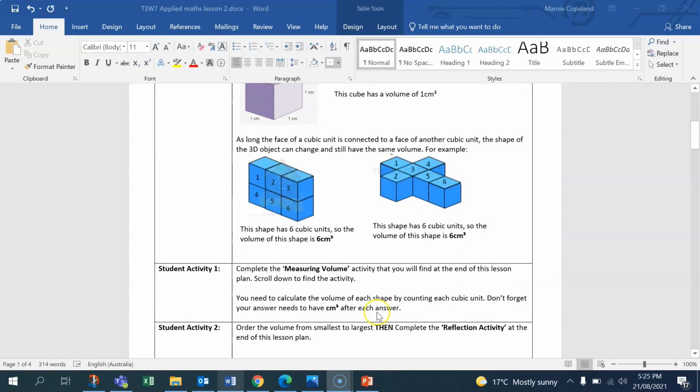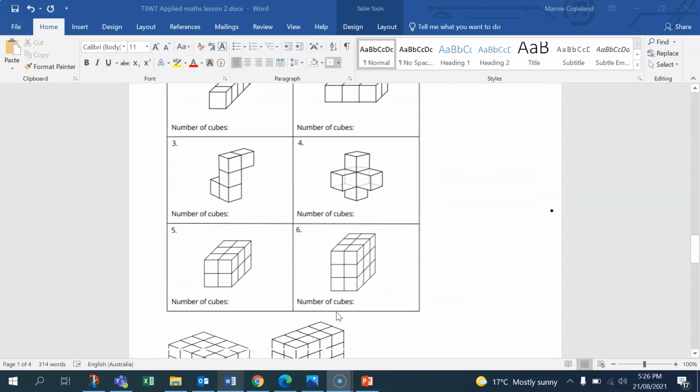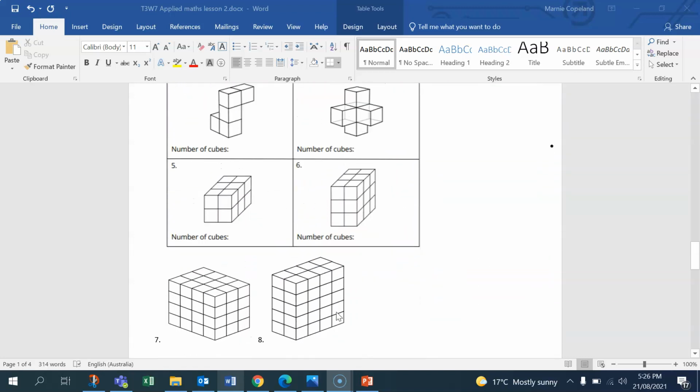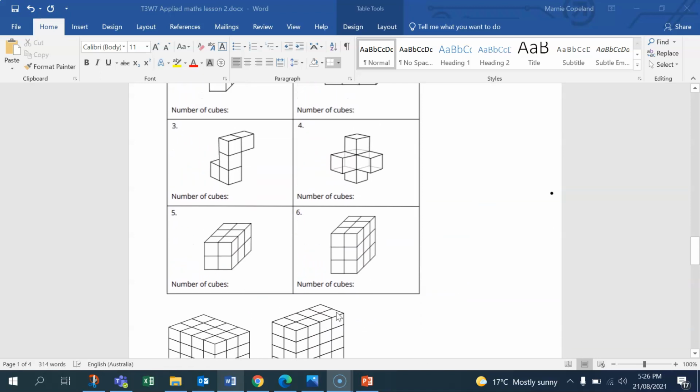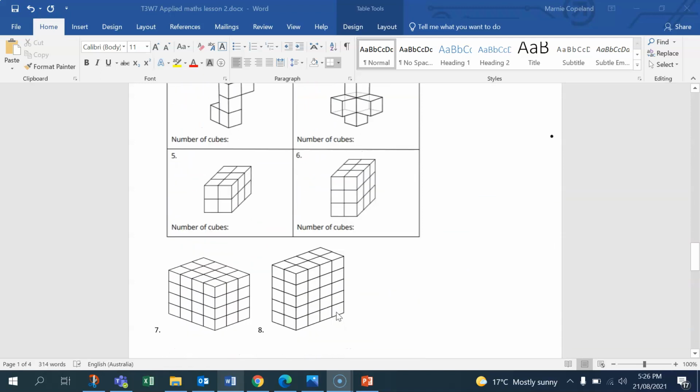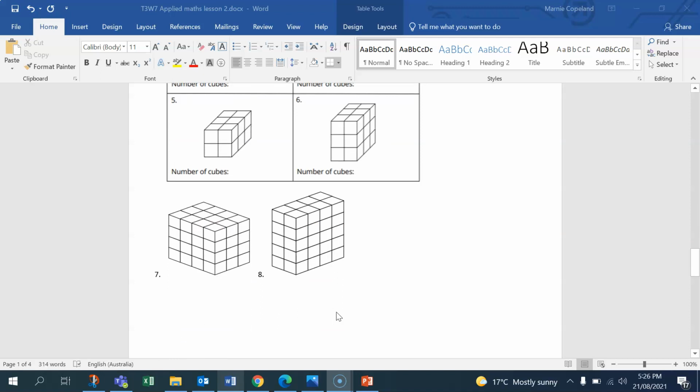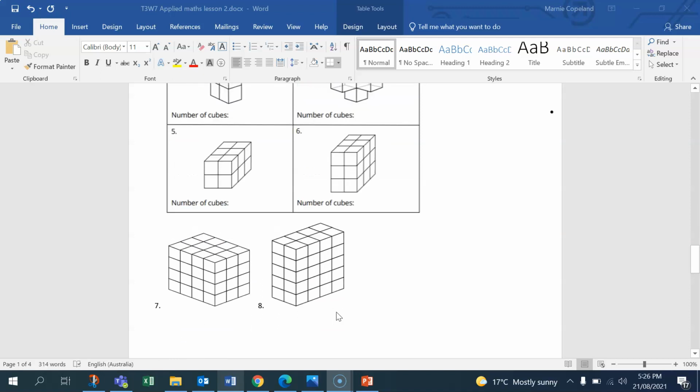So activity 1, your worksheets are at the bottom of the lesson plan. You are to complete the measuring volume activity that you find at the end of this lesson plan. You need to calculate the volume of each shape by counting each cubic unit. Don't forget to answer with centimeters cubed after each answer. I'll just show you quickly. And here is what that sheet looks like. So you need to find the volume of all of these shapes. Then you need to put them in order from either smallest to largest or largest to smallest. I don't mind.